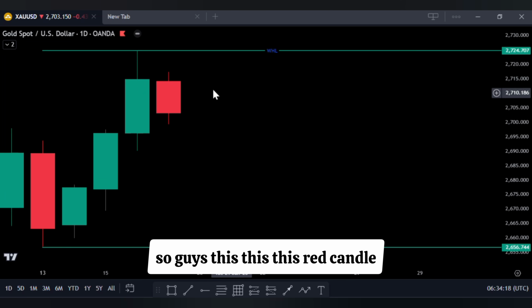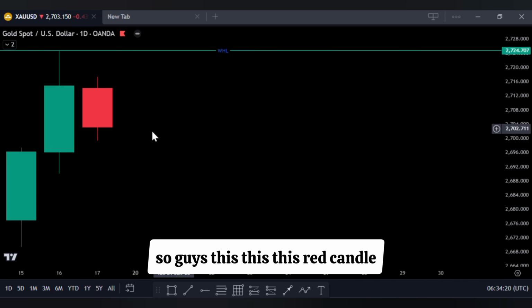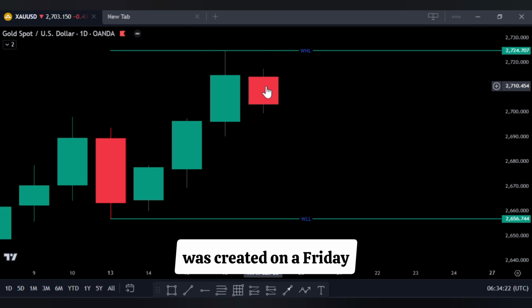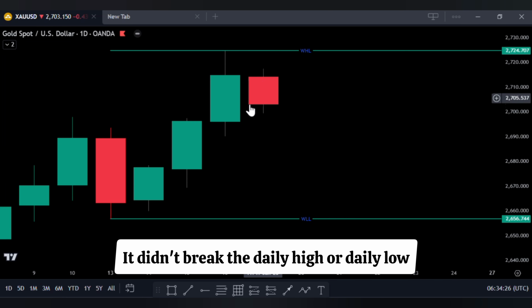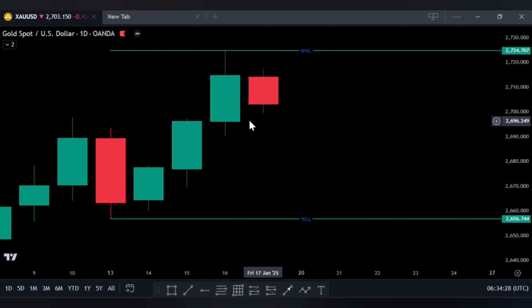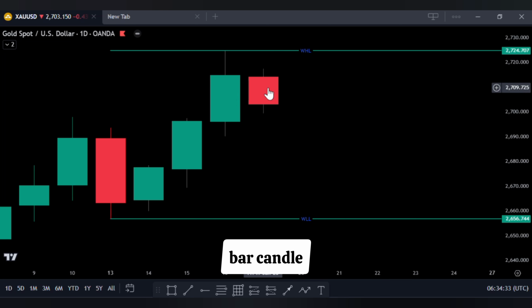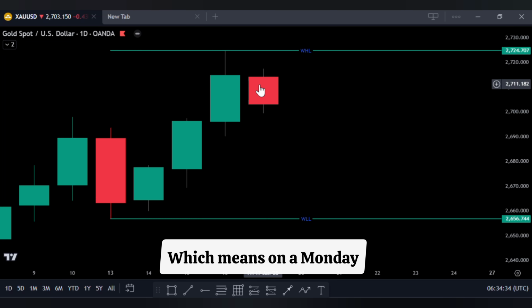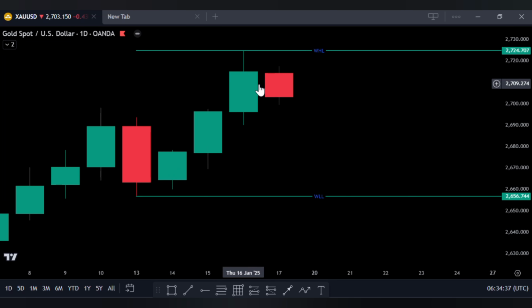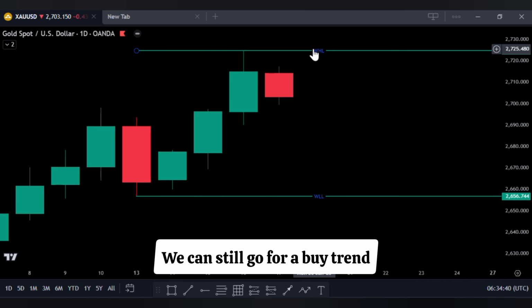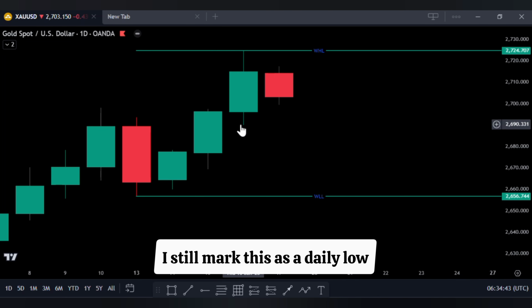So guys, this red candle was created on a Friday. It didn't do anything. It didn't break the daily high or daily low. So what I do, I call it an inside bar candle, which means on a Monday the trend might continue. We can still go for a buy trend. So I won't mark this. I still mark this as a daily low.